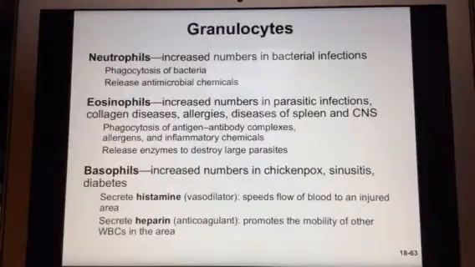And then the basophils, we would expect to see more of them during chickenpox, sinusitis, or diabetes. They do secrete histamine, which dilates our vessels to speed up blood flow. And then they also secrete heparin, which promotes the movement of white blood cells in that specific area.